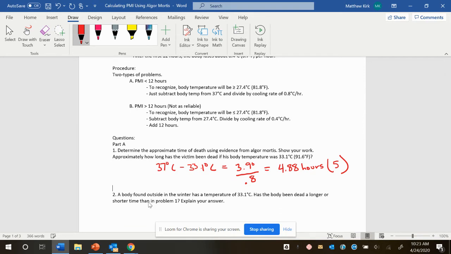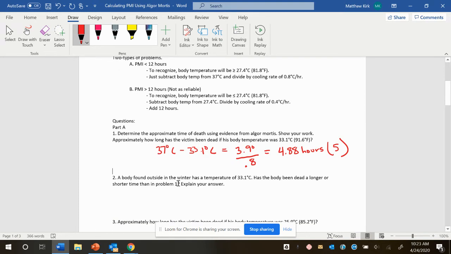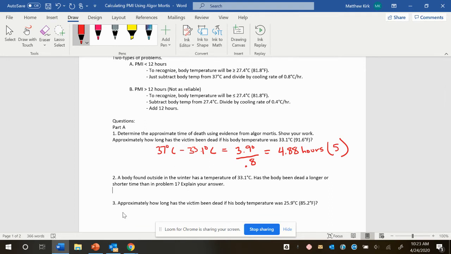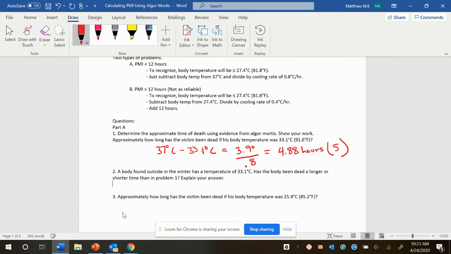Follow-up question asks, a body found outside in the winter has a temperature of 33.1 degrees Celsius. Has the body been dead a longer or shorter time? Well, as I think about this, outside it's colder, so that would probably speed this up. My guess is if the body was found outside in the winter, it should be a shorter PMI, or less than that 5 hours, because that temperature loss is going to occur faster.